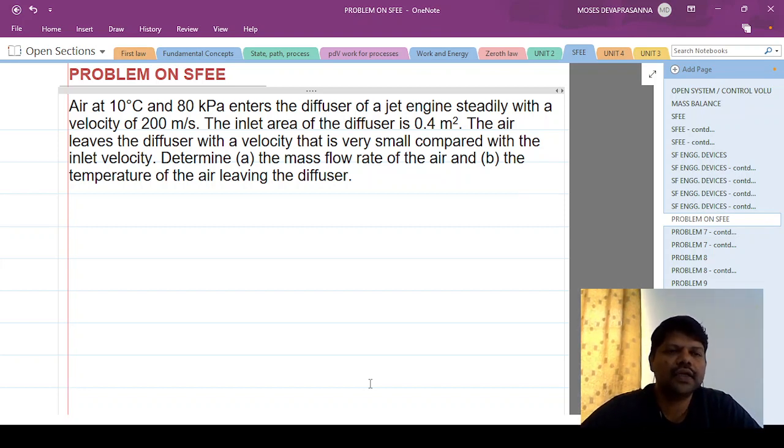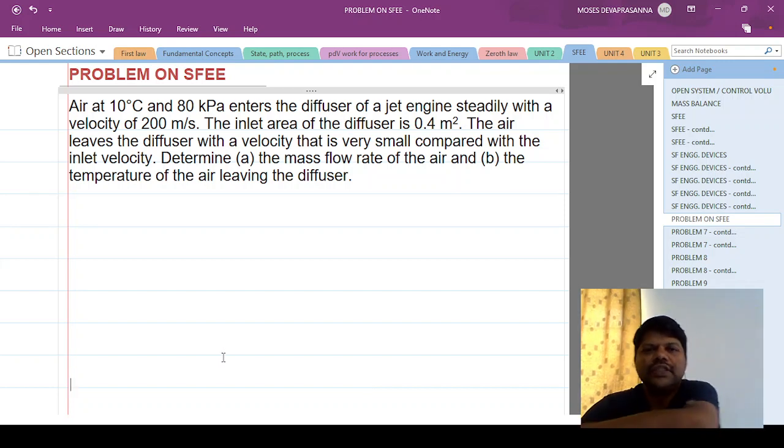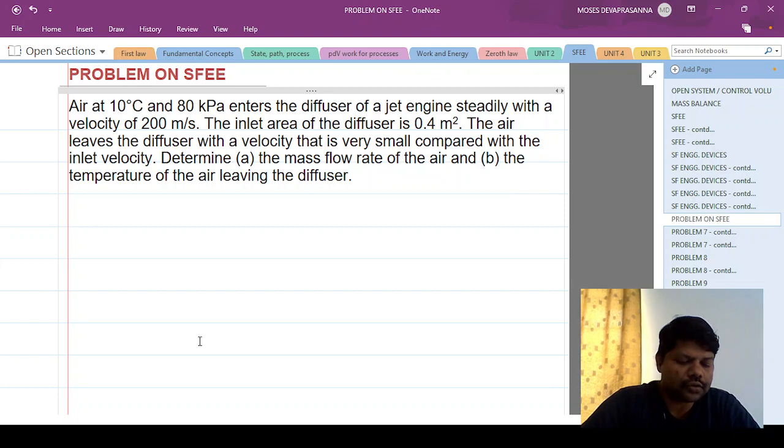Air at 10 degrees Celsius and 80 kilopascal enters the diffuser of a jet engine steadily with a velocity of 200 meter per second. So this problem talks about a diffuser of a jet engine. Mainly all the parts of the jet engine can be considered as a steady flow device. So diffuser is also a steady flow device, right?